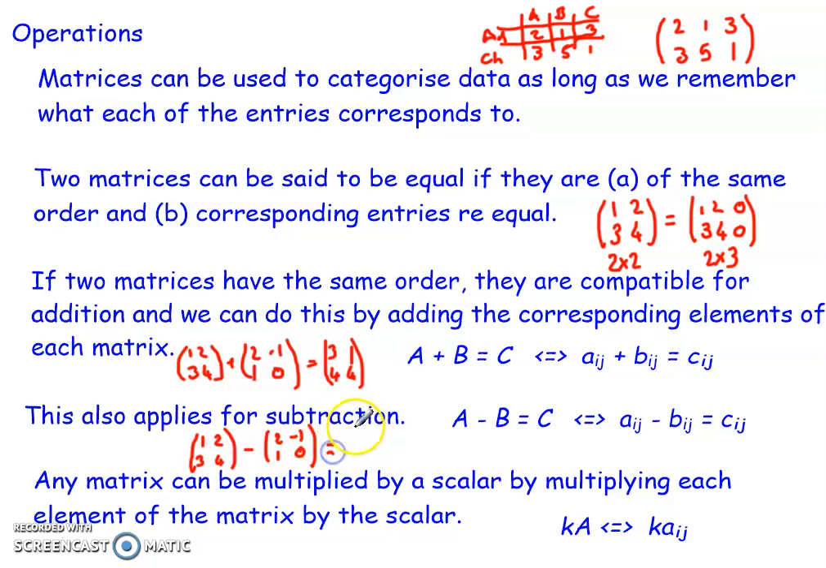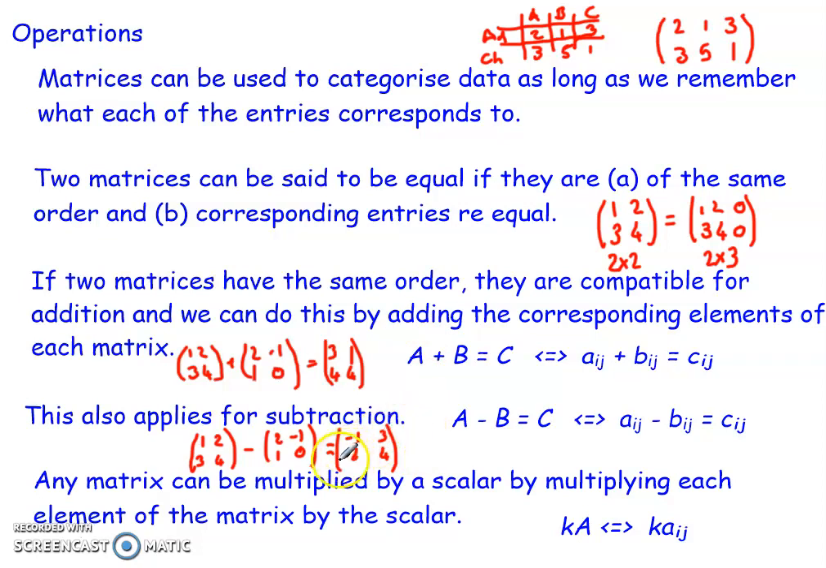This time I'd do 1, take away the 2, I'd get negative 1. I'd do 2, take away the negative 1, so minus minus becomes a plus, so that's 2 plus 1, which is 3. I've then got 3, take away 1, which gives me 2, and then 4, take away 0, which is 4. Don't get them mixed up and get the elements the wrong way around. You'll see why in just a second. But that is for subtraction. Addition and subtraction, fairly straightforward.